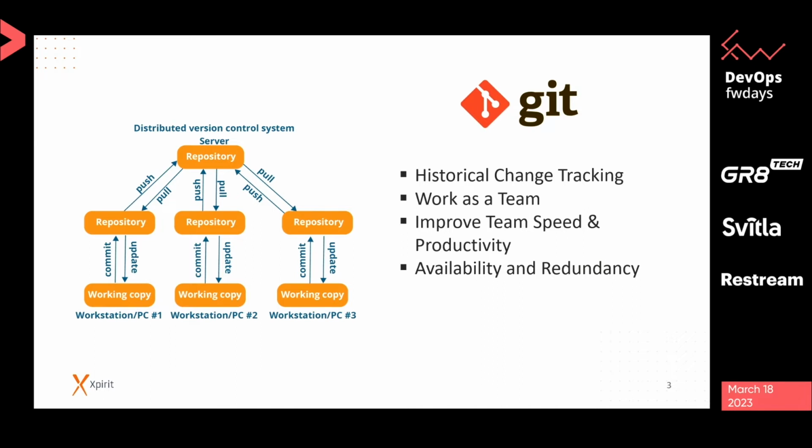Availability and redundancy. Git is a distributed version control system, meaning there is no single central place where everything is stored. In a distributed system, there are multiple backups in the event that you need one. This approach also means that you can work offline and commit your changes when you are ready.